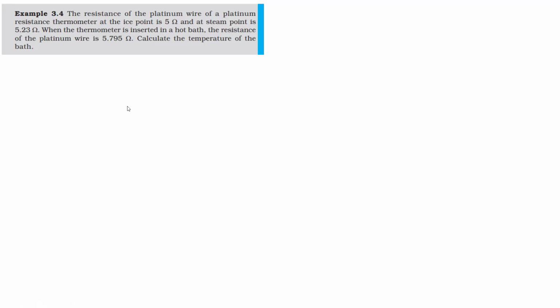Example 3.4. The resistance of the platinum wire of a platinum resistance thermometer at the ice point is 5 ohm and at steam point is 5.23 ohm. When the thermometer is inserted in a hot bath, the resistance of platinum wire becomes 5.795 ohm. Calculate the temperature of the bath.